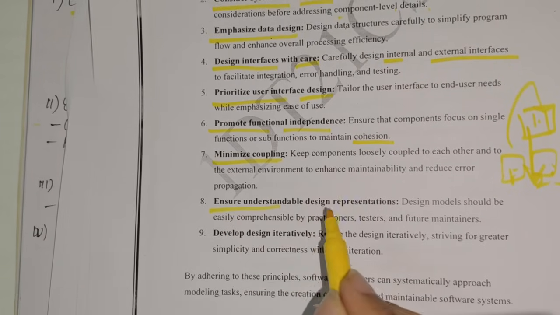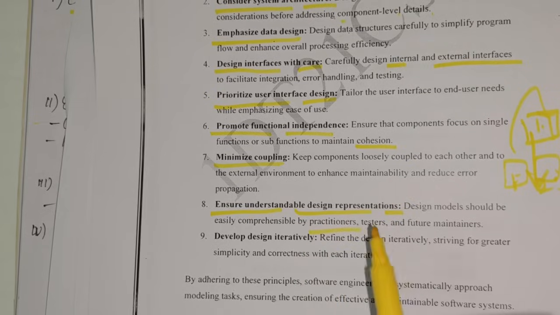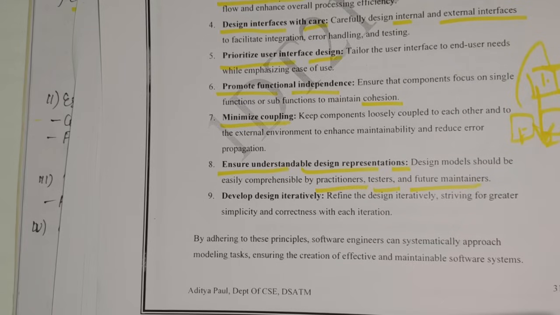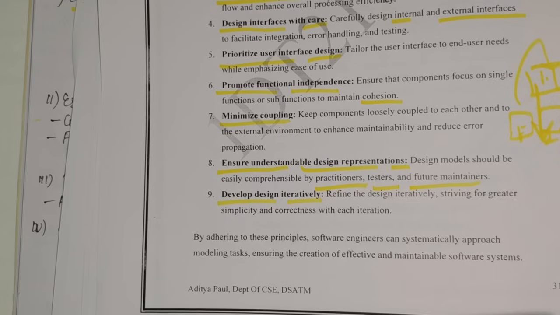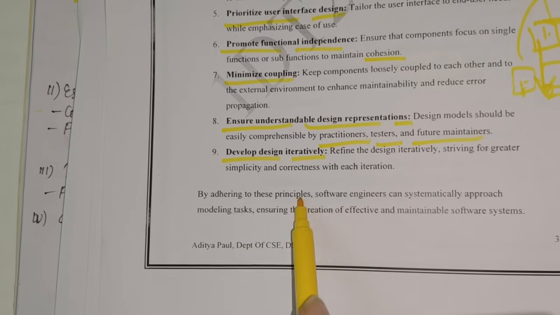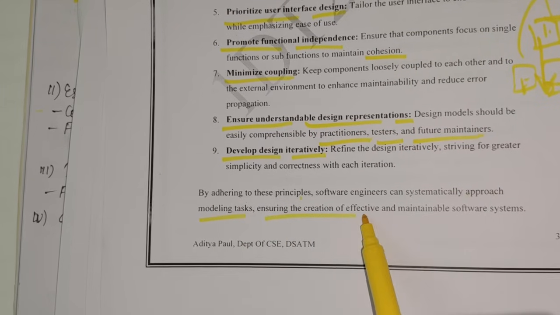Then we have ensure understandable design representations. We should make sure that the design representations are comprehensible to whoever is writing the code, testers, and in future also whoever will take care of the code, the maintenance department and all, they should understand it. Then we have develop designs iteratively. So we should start from a simple design, take feedback, then design again properly. So by obeying all these principles, software engineers can systematically approach modeling tasks, ensuring creation of effective and maintainable software systems.